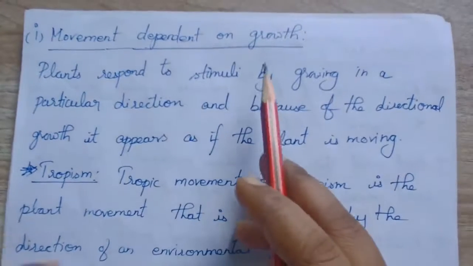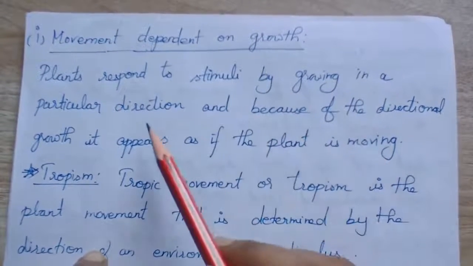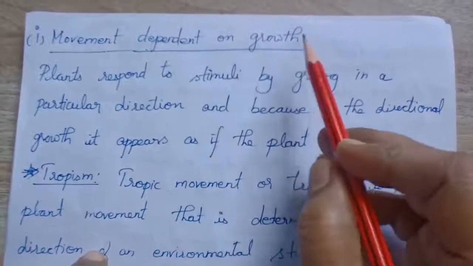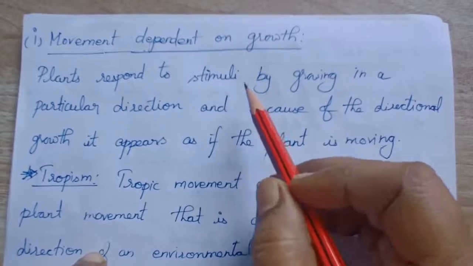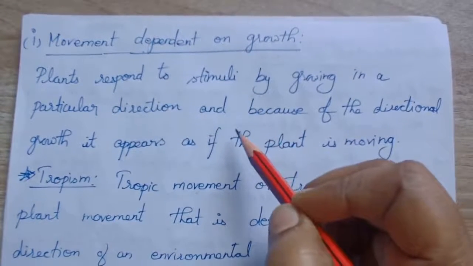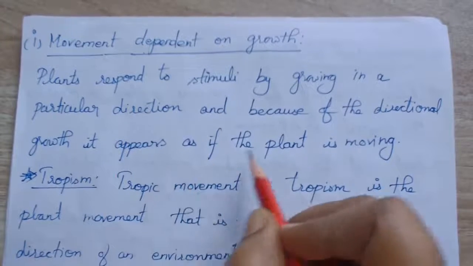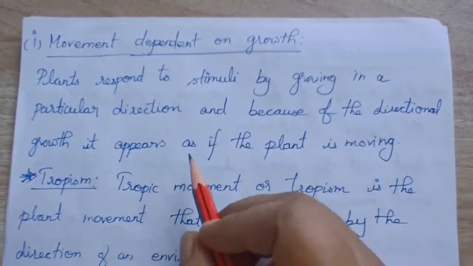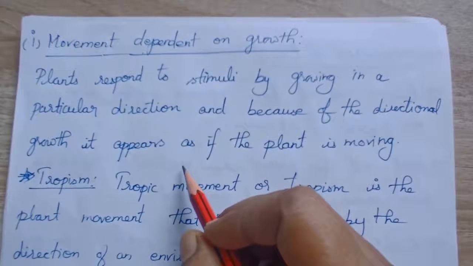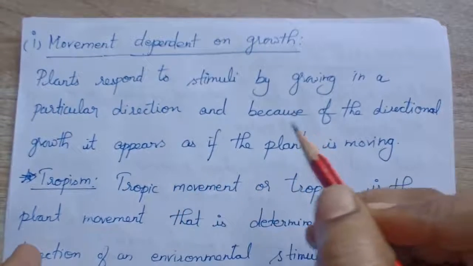Movement dependent on growth. Plants respond to stimuli by growing in a particular direction. That means it depends upon growth; it will show its movement by moving in a particular direction. Because of the directional growth, it appears as if the plant is moving. It starts growing in the same direction. Since it is growing, it appears that the plant is moving.